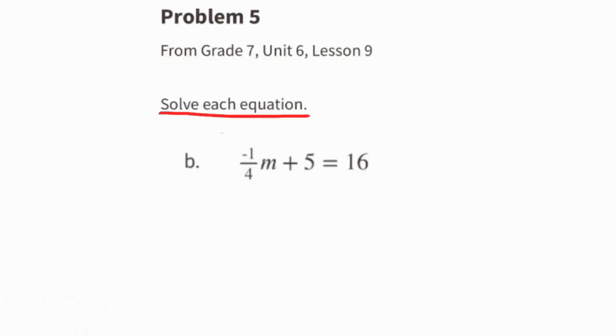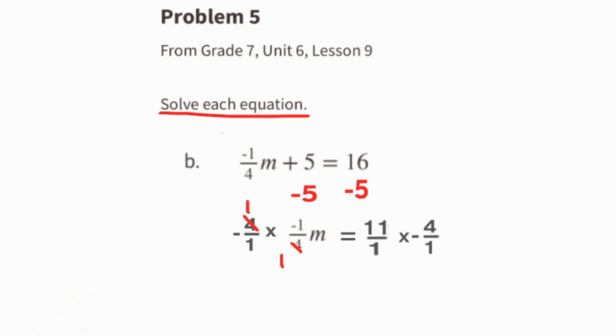B. We need to get rid of 5 from both sides. On the left side of the equal sign, the positive 5 is canceled out. And on the right side, 16 minus 5 is 11. Next, we need to multiply both sides by the reciprocal of negative 1/4, which is negative 4 over 1. On the left side, it cancels it out, so we're left with 1m, or m. And on the right side, we have negative 44, so m equals negative 44.